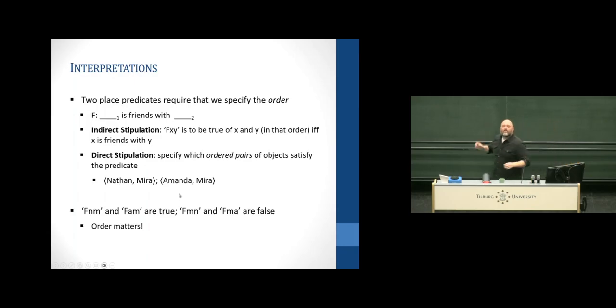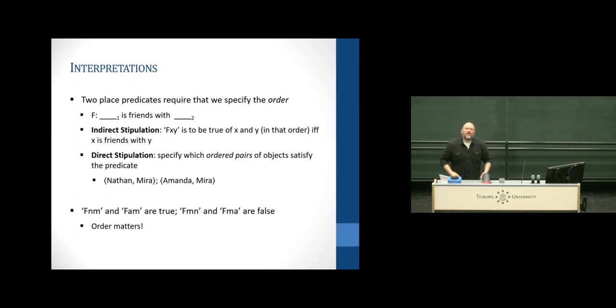But note, what this is driving home is that the order here matters. This is telling us that you can plug me in the one spot and Mira in the two spot. You can plug Amanda in the one spot and Mira in the two spot, but you cannot plug Mira into the one spot with anybody because there's no pair where she's in the first place in the order. So, with one-place predicates, you can just give me a list. With two-place predicates, you've got to give me a list of ordered pairs, telling me who has the one spot and who has the two spot.